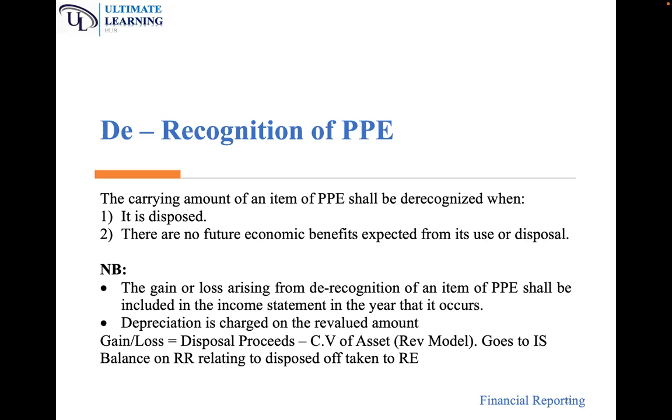Now, PPE should be derecognized. What is to derecognize? To remove it from the balance sheet, to remove it from the financial statements. PPE should be derecognized if, number 1, it is sold. Number 2, it does not generate any future economic benefits. So PPE should be derecognized, number 1, when it is disposed, you've sold it. And number 2, it no longer generates you any economic benefit.